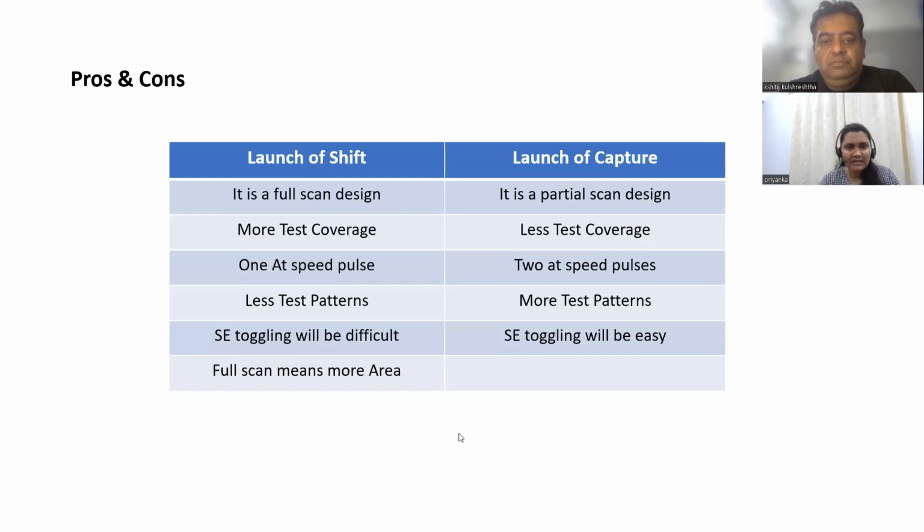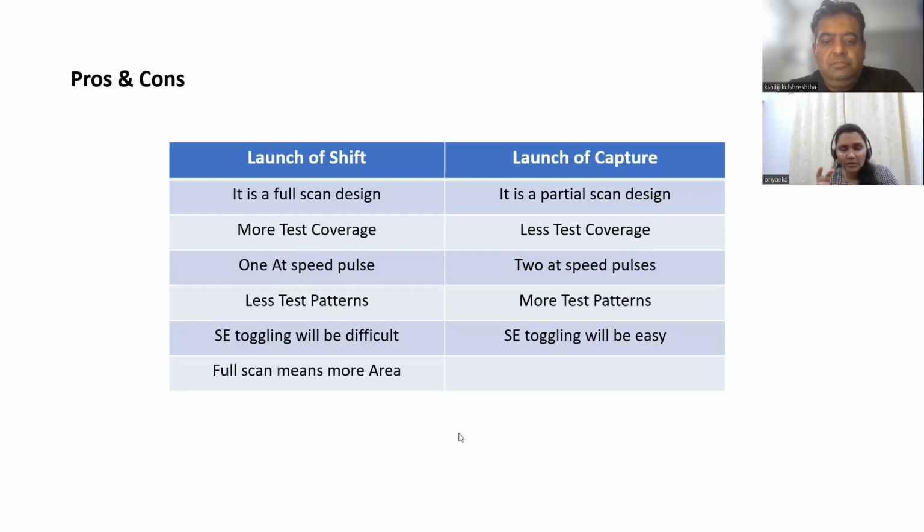As I say, full scan design means your area will increase, because what you are doing is just changing every D flip flop with a scan flop. You are just adding muxes, so area will increase. And full scan design means automatically your test coverage will increase. One pulse we are using in launch of shift, and patterns are less. So I'll just link this less test pattern concept with launch of capture.